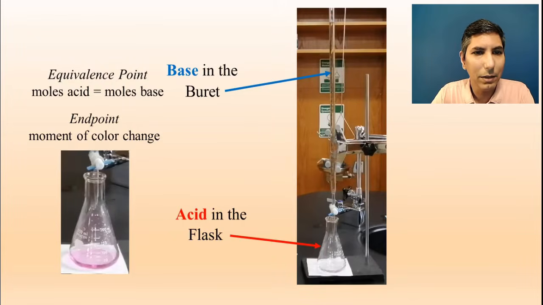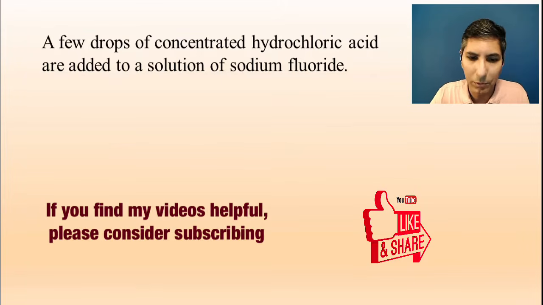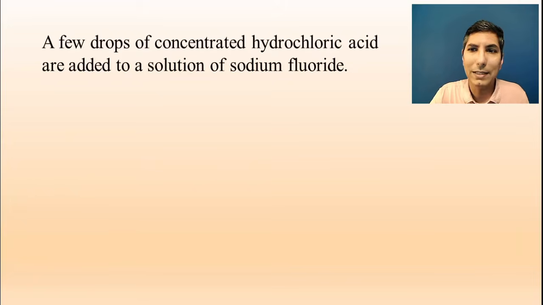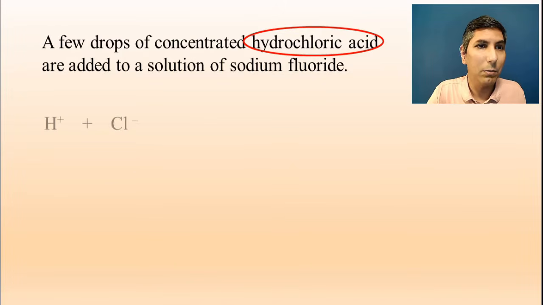Now, let's take a look at a couple of examples here, some chemical reactions that are acid-base reactions. And these reactions could be carried out using a titration if you wanted to. In the first example, we have a few drops of concentrated hydrochloric acid that are added to a solution of sodium fluoride. So once again, we're going to use the same rules as we did for writing net ionic equations back in Section 2 of this unit. So we'll start with the hydrochloric acid. We know that that is a strong acid, and so you have to write that in its ionized form. So we're going to write it as H plus and Cl negative, since strong acids are completely ionized.